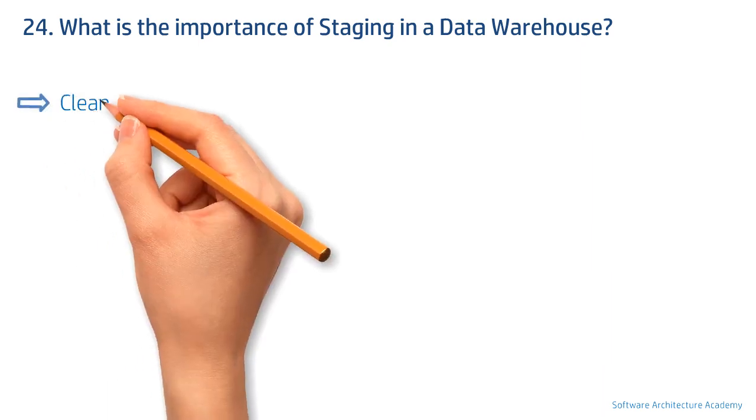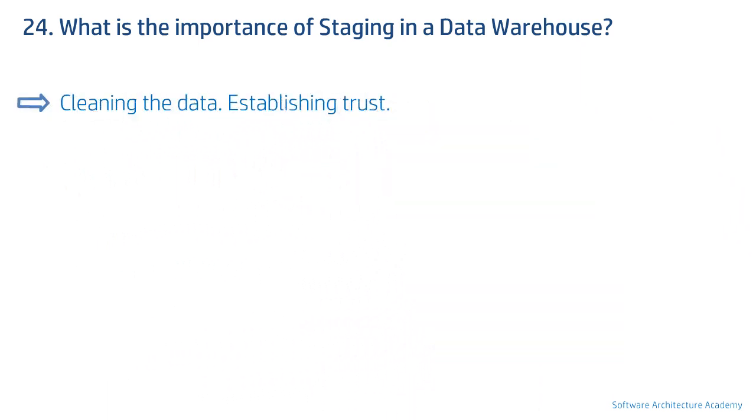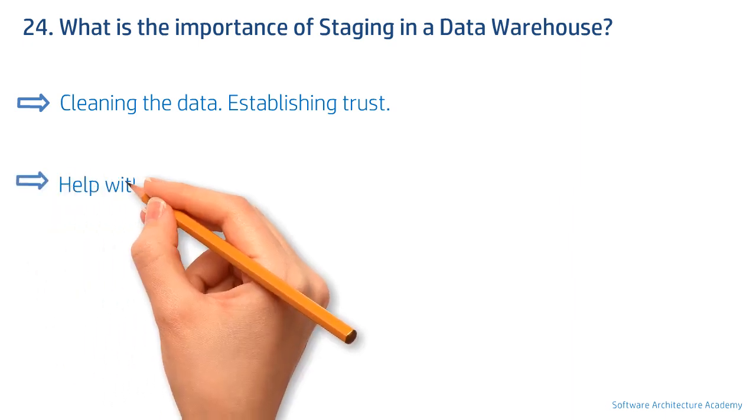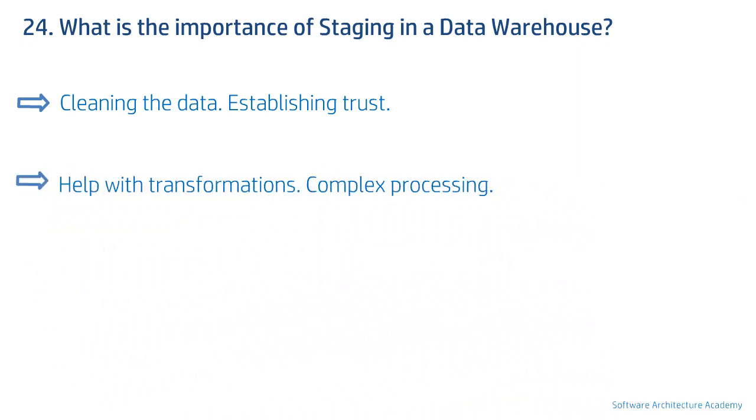So, a stage can serve as a layer from which the cleansing can begin while data is being moved to the next layer. Next, if transformations or complex processing is done without a stage and on the fly, one would never be able to find out if things are happening as intended. Hence, stage acts as a placeholder in these scenarios.